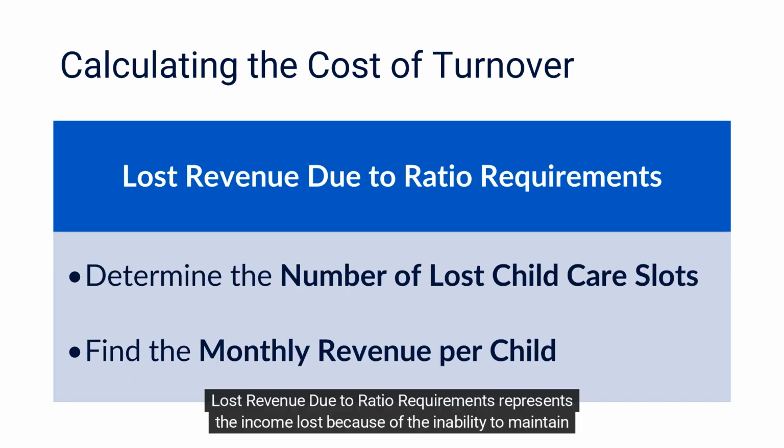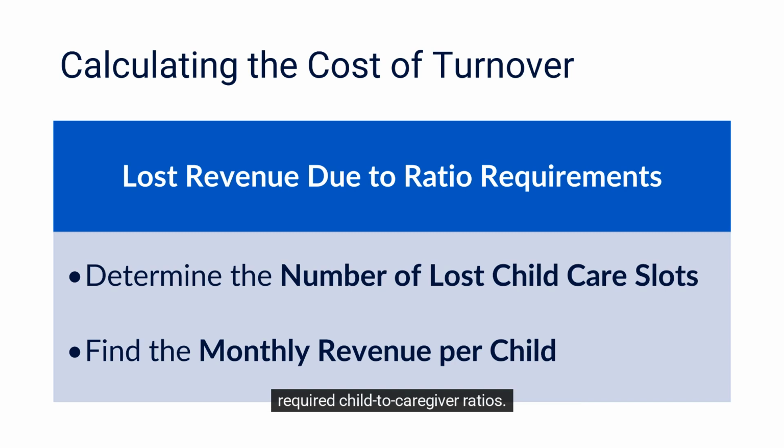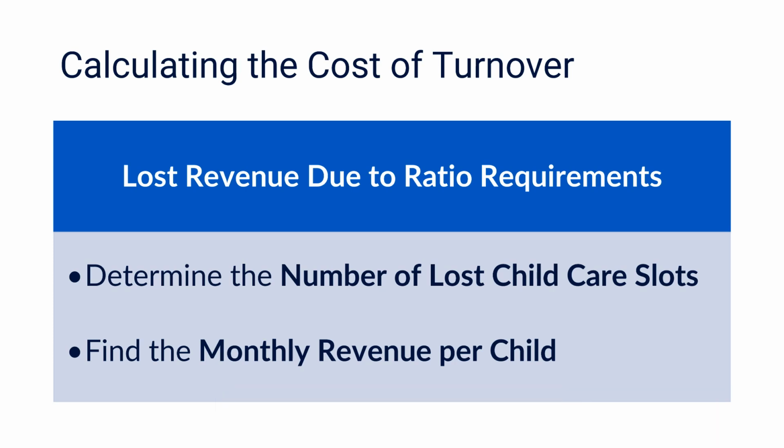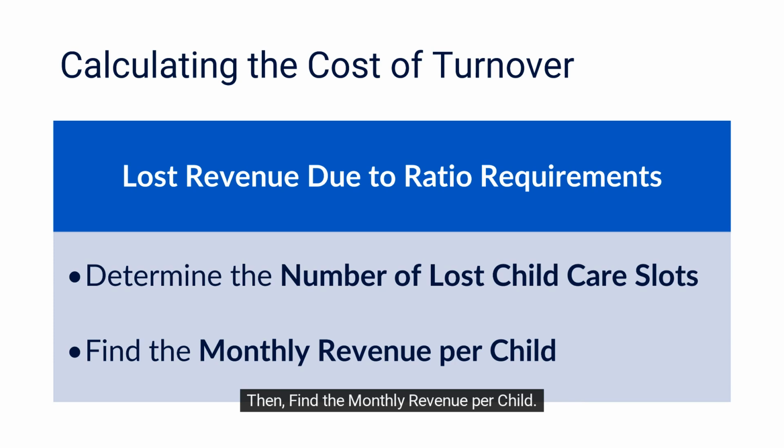Lost revenue due to ratio requirements represents the income lost because of the inability to maintain required child-to-caregiver ratios. First, determine the number of lost childcare slots. This is the count of children you couldn't admit due to insufficient staff. Then, find the monthly revenue per child. Input the revenue generated per child each month.